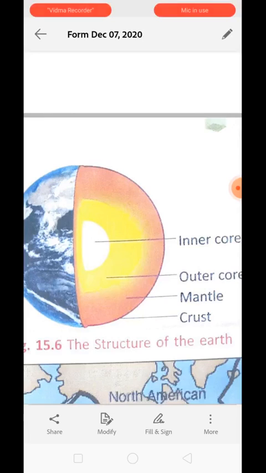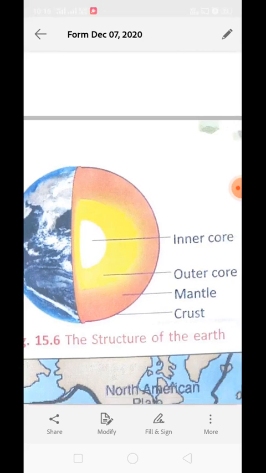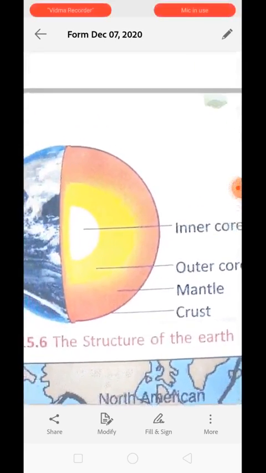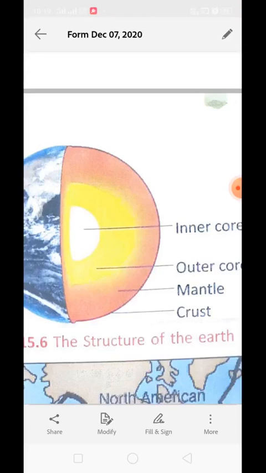It is too hot. Now the yellow part over here, which represents the outer core of the earth, has a temperature varying from 4300 degrees centigrade to 3700 degrees centigrade. Now the next part is the mantle. The second part of the earth's inner structure is the mantle. The mantle is the next layer to the outer core. The two sides of the mantle touch two different regions.